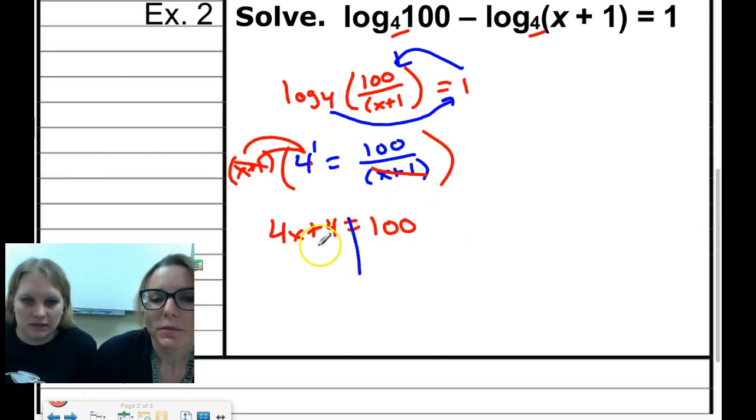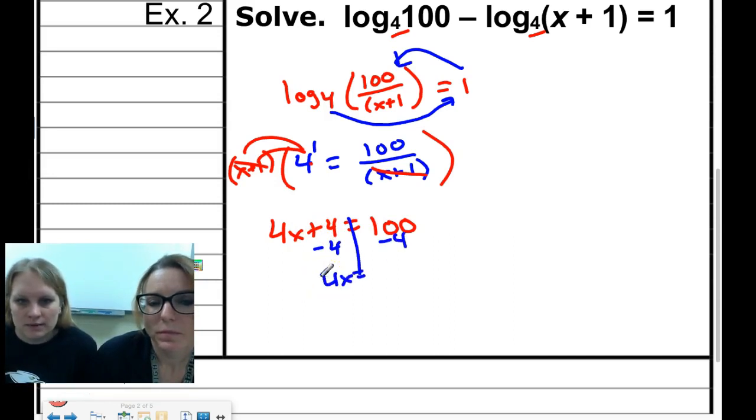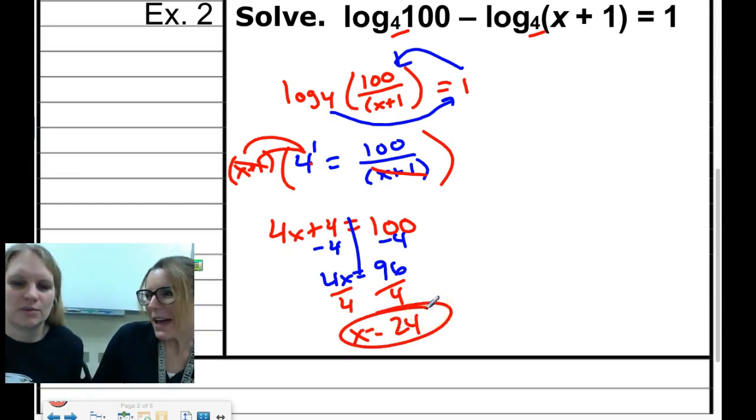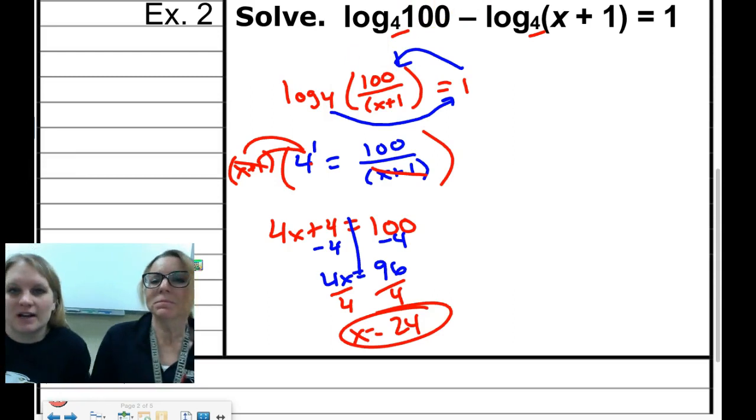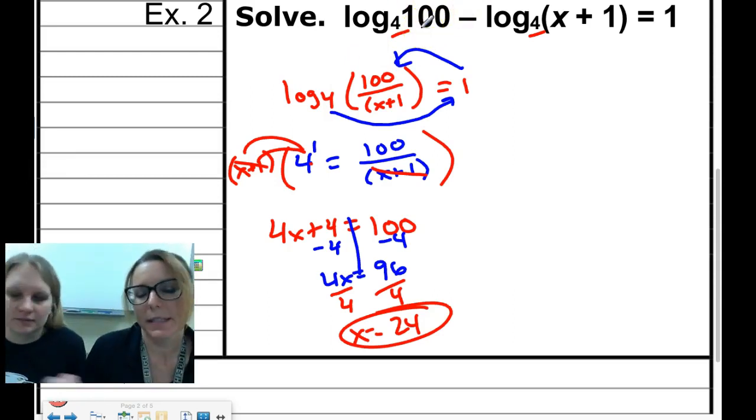All right, now we can solve it. That's easy enough. Subtract 4. 4x equals 96. And then you divide both sides by 4. x is equal to 24. Nice. And we're done. Not so bad, really. It's more just being able to decide what you need to do.